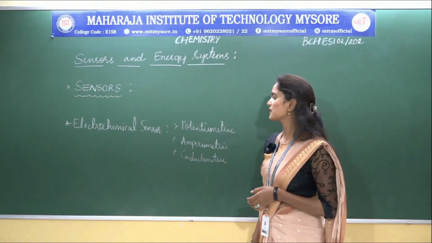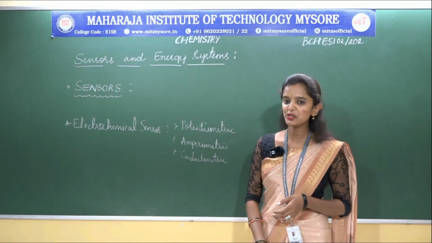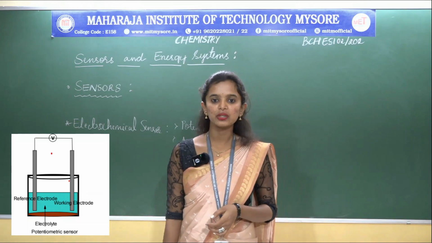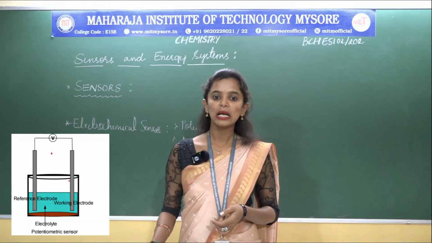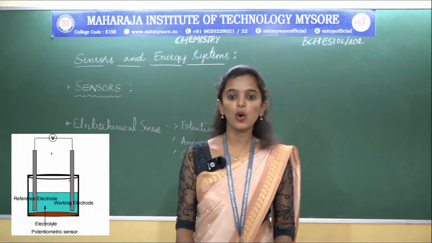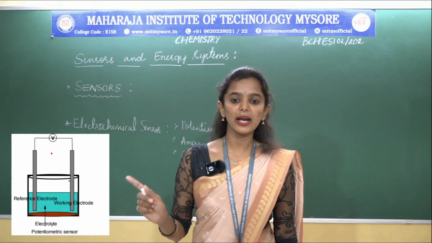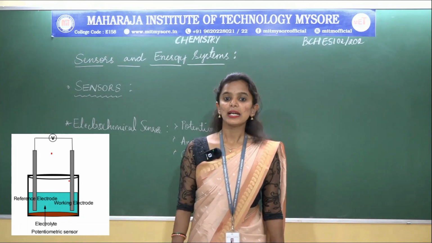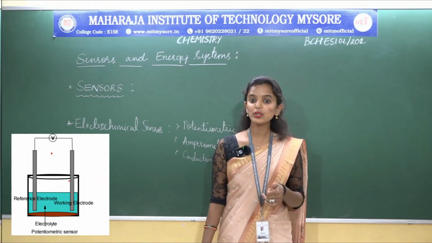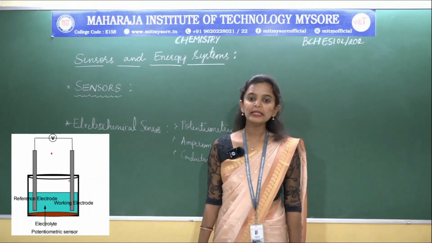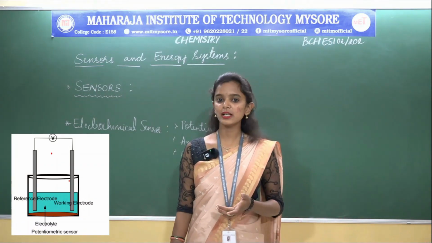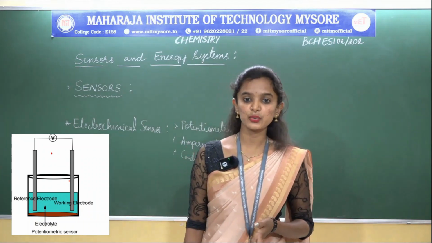Under electrochemical sensor, the first type of sensor is the potentiometric sensor. In this sensor, change in potential during the chemical interaction between receptor and analyte is measured using the combination of an indicator electrode and a reference electrode. So in a potentiometric sensor, there are 2 electrodes, the indicator electrode and the reference electrode. Commonly, platinum is used as the indicator electrode and the standard calomel electrode is used as the reference electrode.